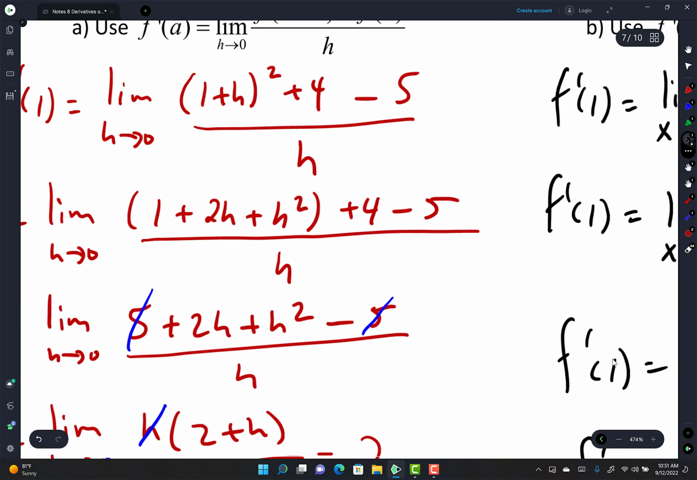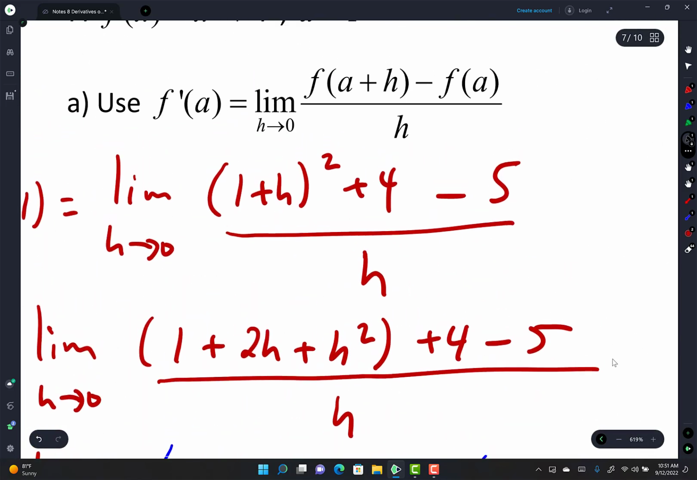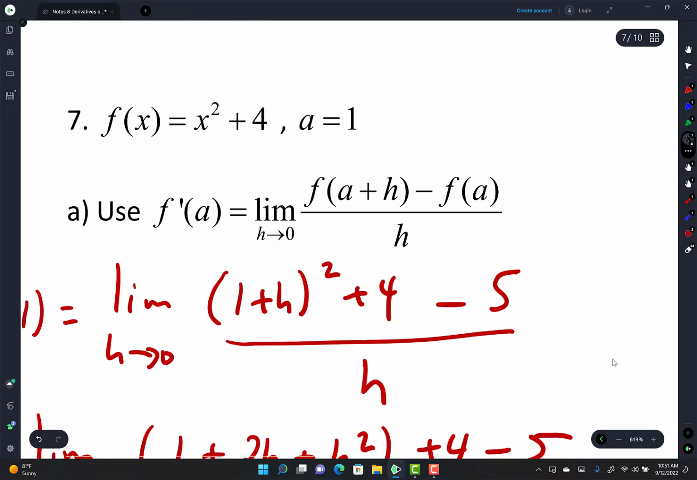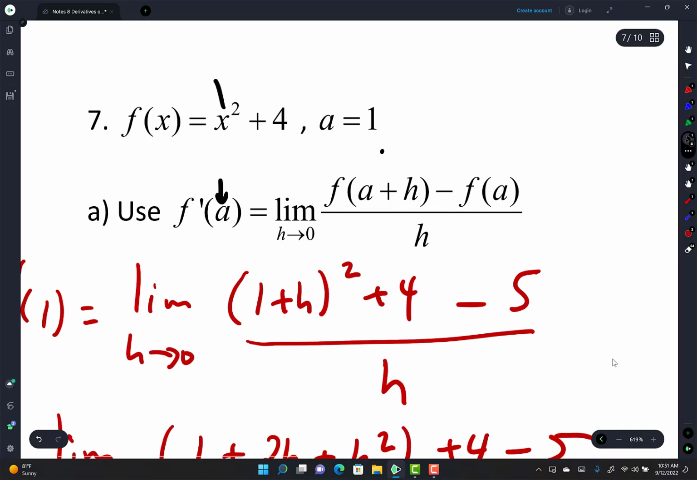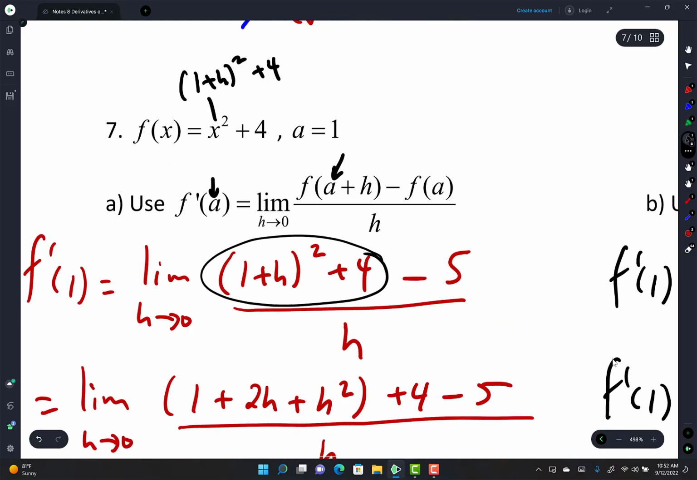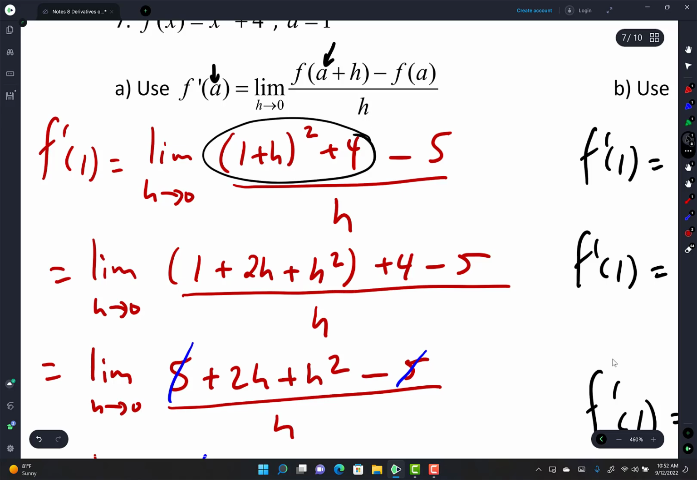All right. So I started off with writing the expression f of a plus h, which is, see how I have x squared plus 4? So wherever you have an x is where you're going to type in your a, which in this case was 1, right? But it's not just any a, it's a plus h. So 1 plus h squared plus 4, which is that. See? Yeah. And then I just expanded.